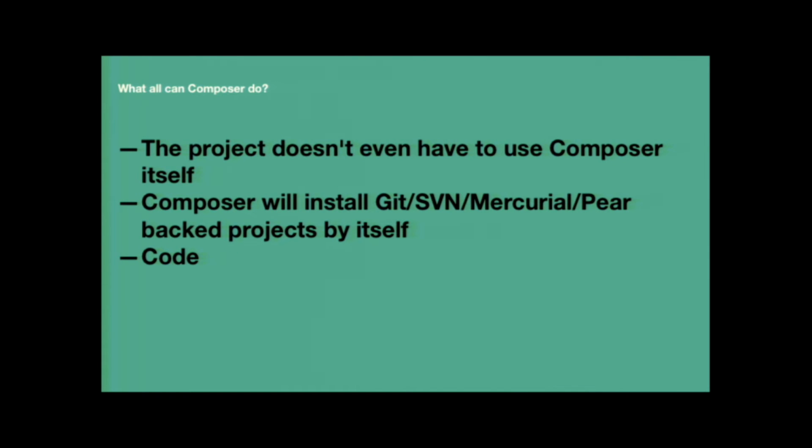Okay, what if the project doesn't even use Composer itself? What if you're trying to install something that isn't using Composer, but you want to use Composer to manage that dependency? Composer will install anything that's installable. I don't know the right way to word that. Composer will install anything that's backed by version control, more or less, or a PEAR package.